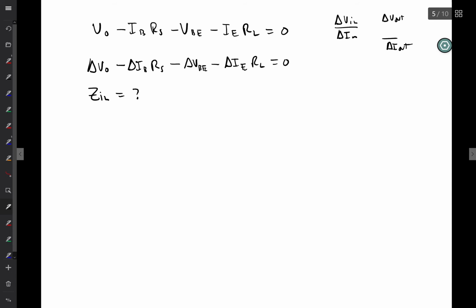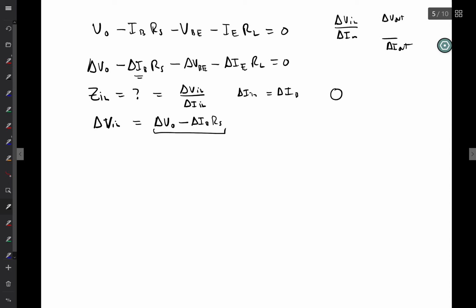So Zin, remember, is equal to delta V in divided by delta I in. Delta I in this case is equal to the change in the currents of the base. So that's that quantity right there. And we will note that the voltage, delta V in, to the actual transistor circuit is not equal to delta V naught alone, but delta V naught minus delta IB times RS. This whole thing is equal to the change in input voltage to the transistor circuit.